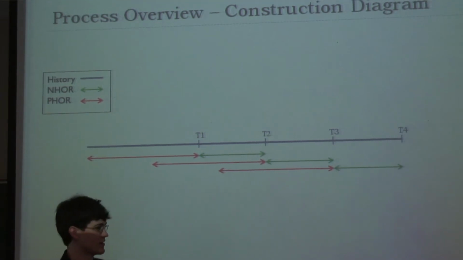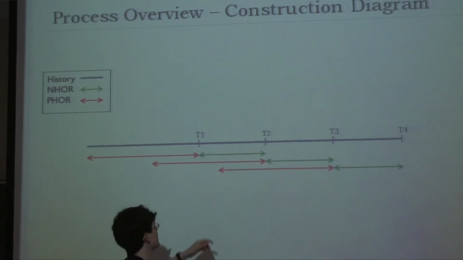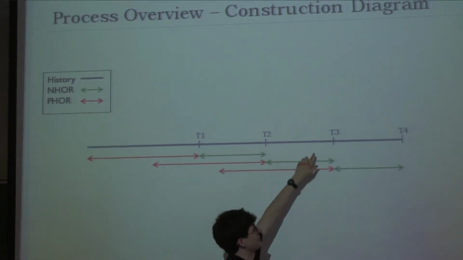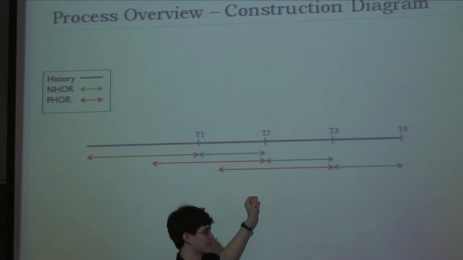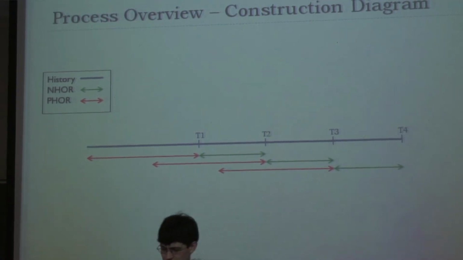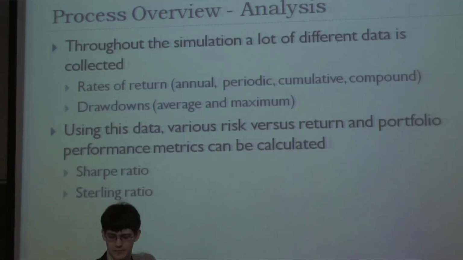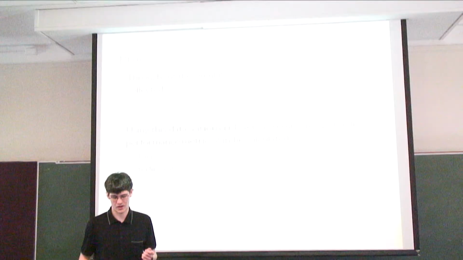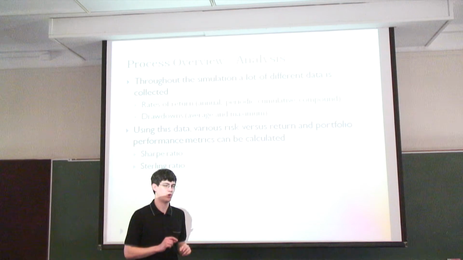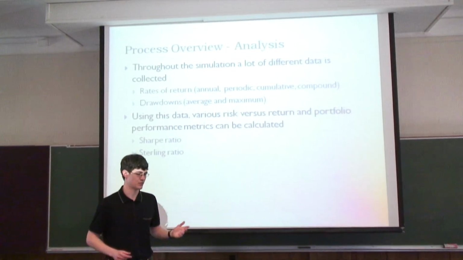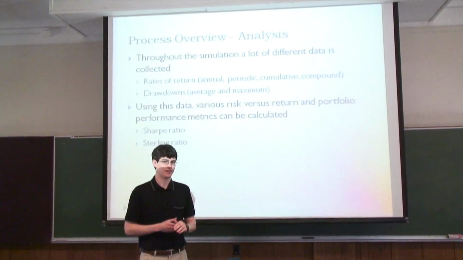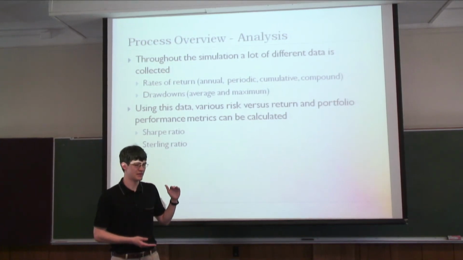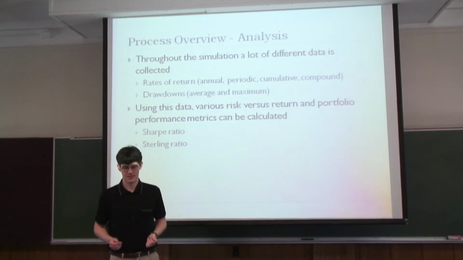Throughout the simulation, you're holding on to a bunch of different values. You're looking at what the rate of return was from your starting capital to here, and from here to here. You're also looking at daily and annual rates of return. So you have annual, periodic, cumulative, and compound rates of return, and you're keeping track of all of that while running the simulation. And also drawdowns, which is the biggest drop you had from some peak. So it's a measure of risk.